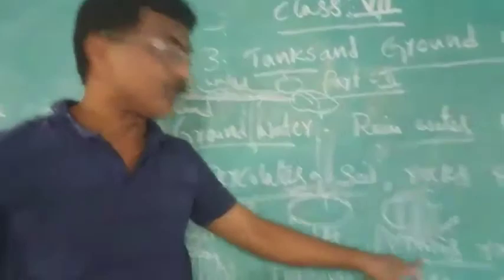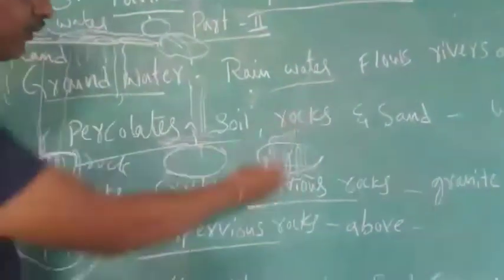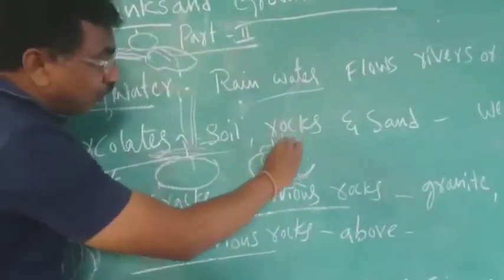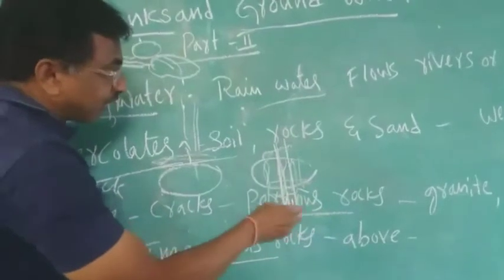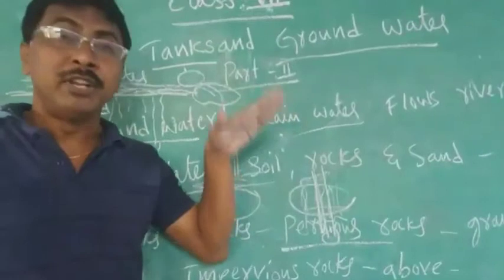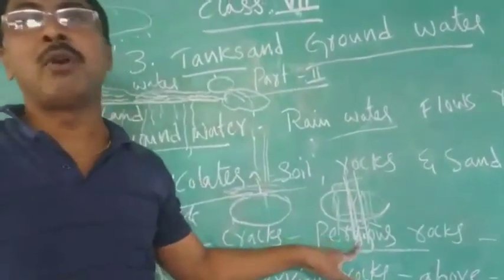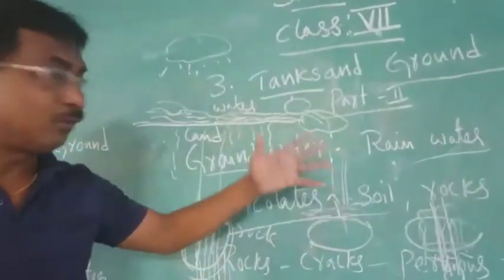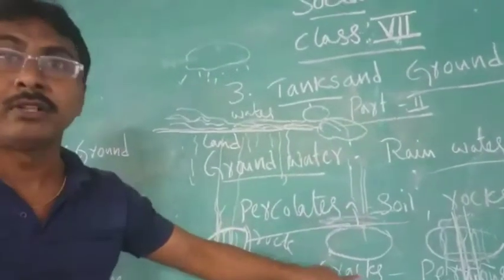These types of rocks are there. If the bore hits a pervious rock and comes down, you will have water down below the rock. In impervious rock, there is no water down below the rock. Keep that in your mind.